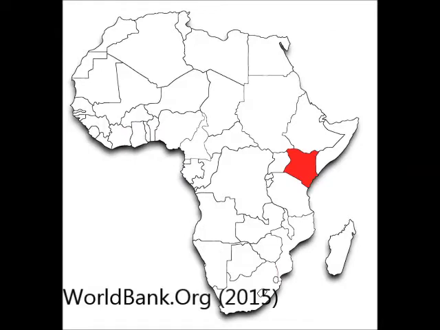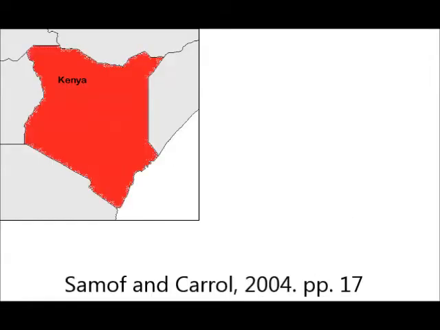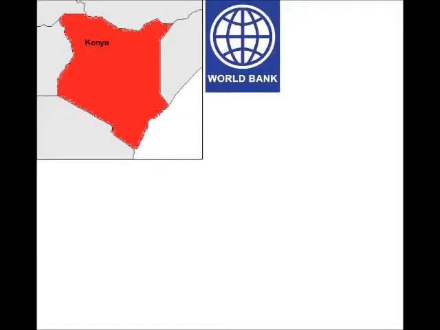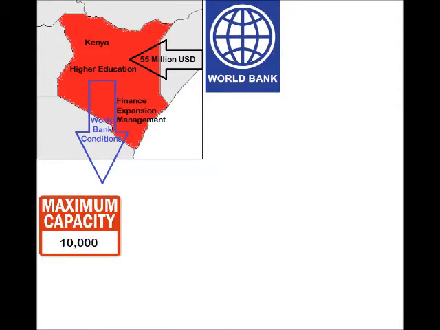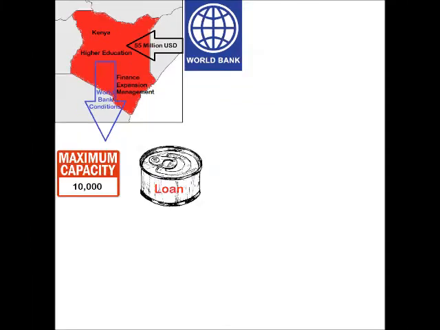World Bank lends large amounts of money to the continent of Africa. The Samoff and Carroll publication indicates that Kenya was the largest borrower from World Bank for educational funding between 1964 and 2002, borrowing approximately $55 million for funding its higher education services. With this loan came the conditionalities from World Bank dictating the way in which higher education was financed, expanded, and managed, as well as capping the number of students to public universities to just 10,000. They reformed the way in which the student loan scheme operated.